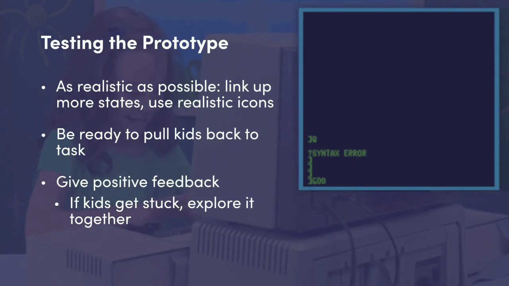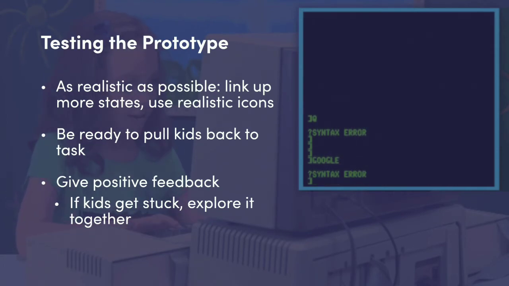So make sure that you've got a really quick way to reset the prototype or get people back to key screens so that you can get your testing back on track. And try to use realistic icons and imagery where possible. This is going to be hugely important, especially if kids are still learning to read. They're really going to be relying on visuals to navigate through, so spend a little bit more time on that.